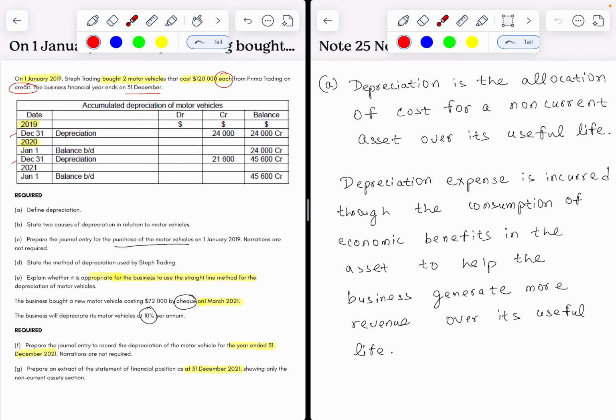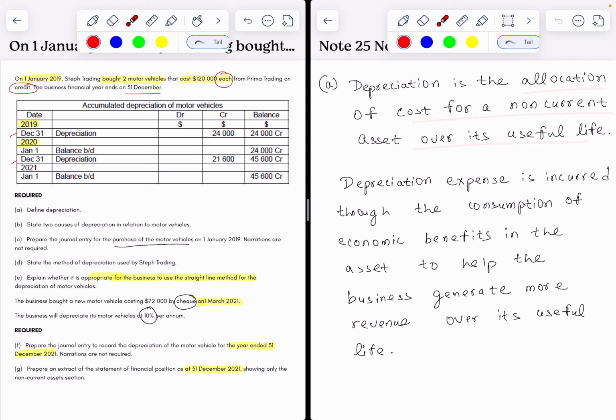So the first part in this question is to define depreciation. Now, depreciation, if you use the simple definition that you are used to already seeing, which is the allocation of the cost for a non-current asset over its estimated useful life, you'll get full marks.